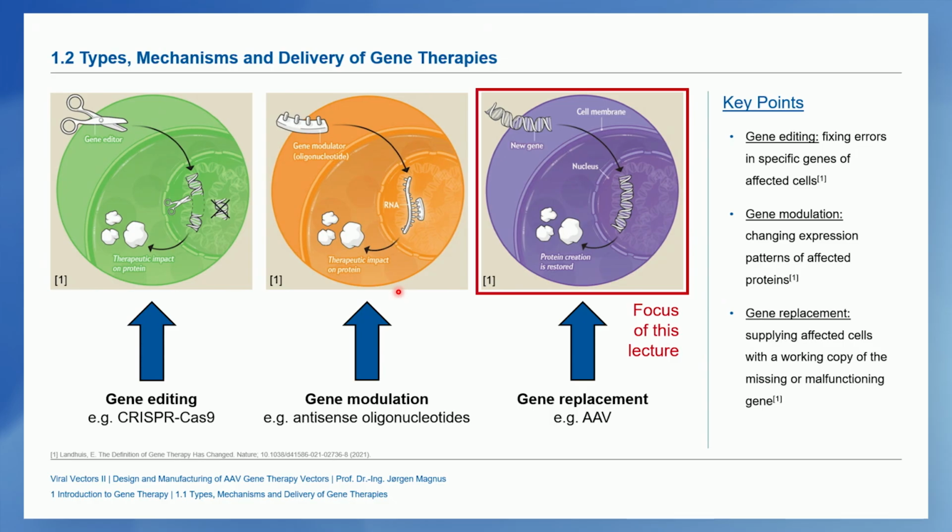there are different possibilities, and maybe also other possibilities than I have shown here, the three most common ones. The one that has been most successful until now is the so-called gene replacement that is used by AAV. And that is also the focus of this lecture. But just to mention gene editing as well, which is also an exciting opportunity.